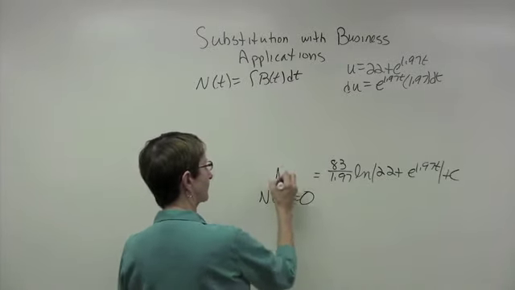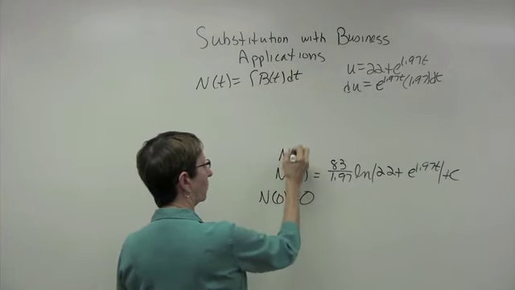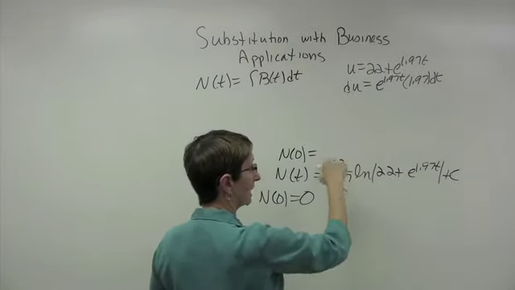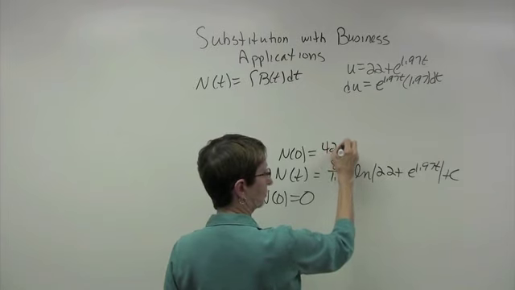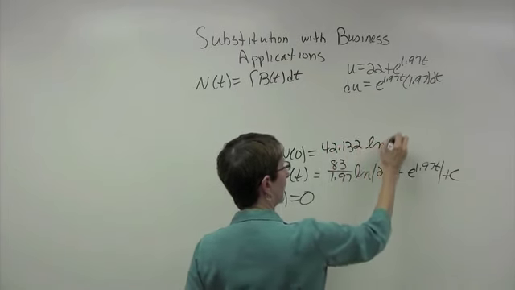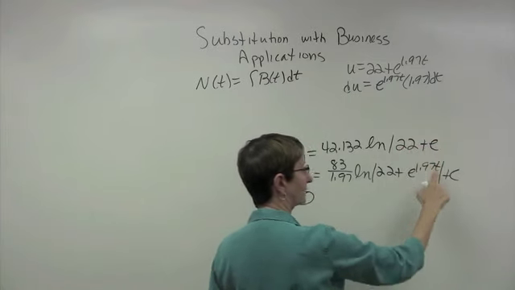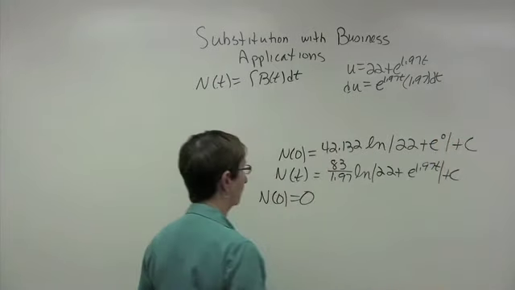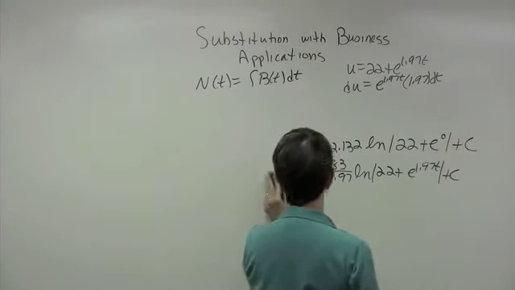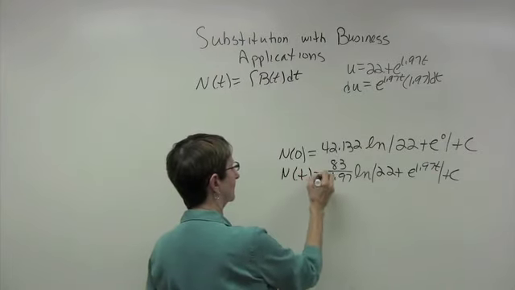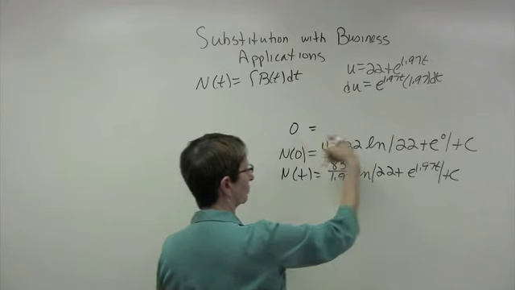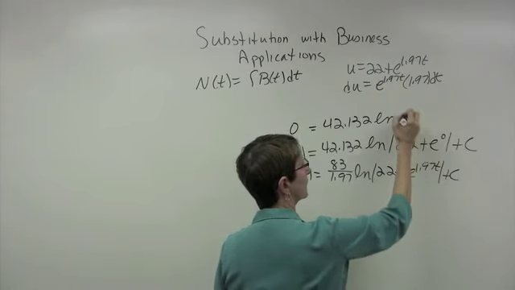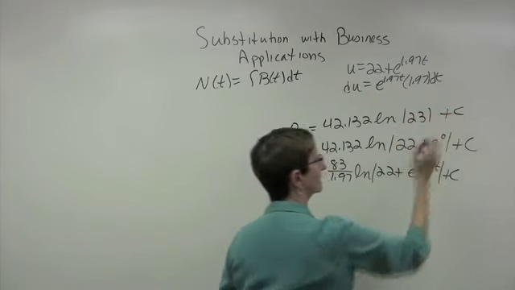Maybe I'll work up. This is n of t. If I want n of 0, I'll put 0 in for t. This number, if you multiply it all out, is 42.132 natural log of 22 plus e to the 1.97 times 0, which is e to the 0, plus c. And all that actually equals 0. So this is 0 equal to all of this, 42.132 natural log of 23 plus c.